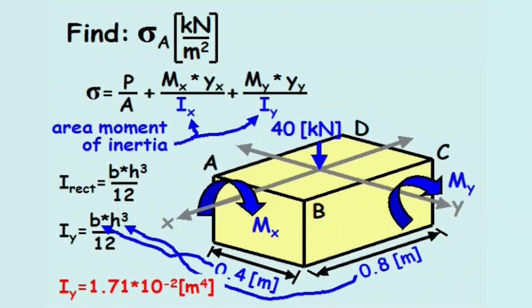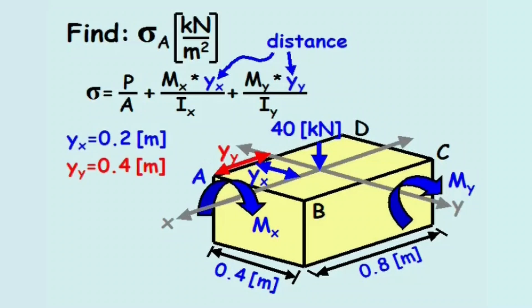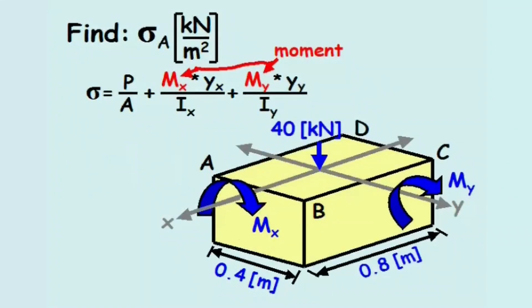In the equation for normal stress, the y sub x term and the y sub y term refer to the distance the point of interest is away from the x and y axes, respectively. Since the equation asks to find the normal stress at point A, we measure out y sub x to equal 0.2 meters and y sub y to equal 0.4 meters. Before computing the normal stress at point A, we must pay special attention to the sign of moment x and moment y.